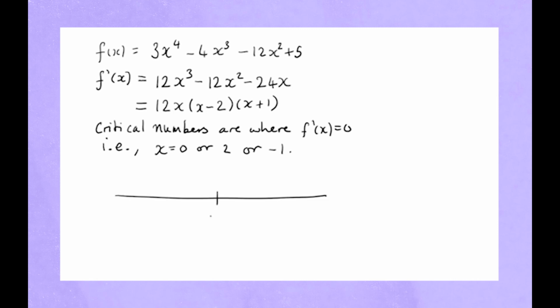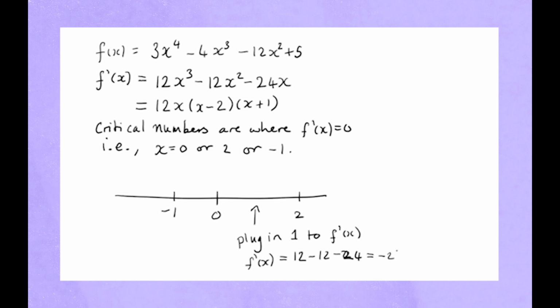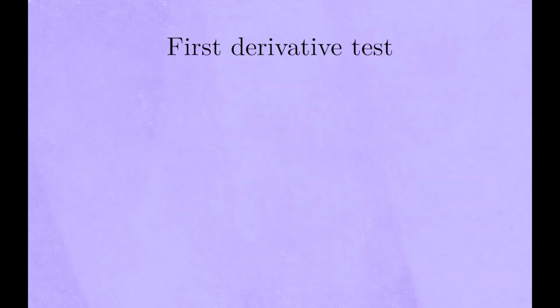Because f prime of x is continuous, we know that f prime of x can't change sign except at the critical numbers, so we can determine whether it is positive or negative by plugging in a value in between, or by examining our factorization. We can draw our findings on a number line. This is called a sign chart for f prime of x. We can use the increasing-decreasing test to classify whether a critical number is either a local maximum, local minimum, or neither.